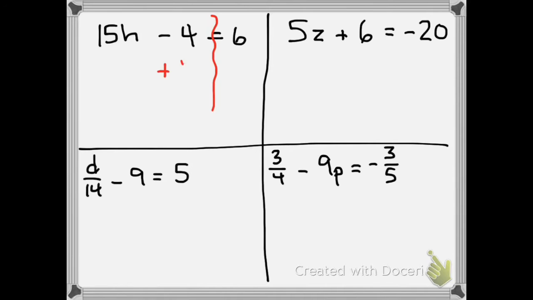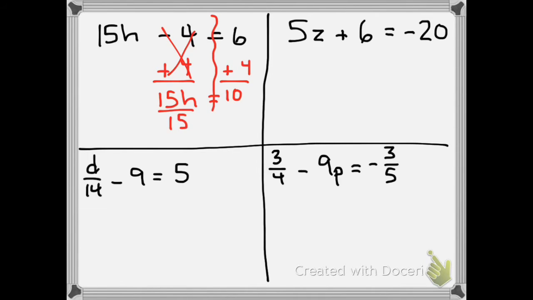We want to get rid of that. So we're going to touch anything with the variable last. All right, so we're adding 4 to both sides. Remember, we're thinking inverse operations. We have 10, 15h. So already, if your mental math is on point, you're going to be able to tell that we're not going to get a whole number here, which is completely fine.